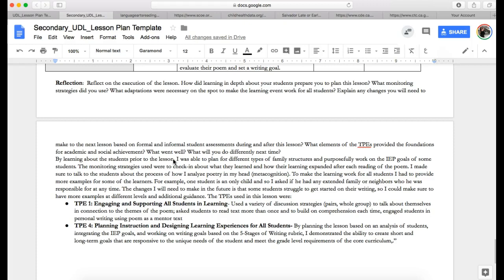The changes I need to make in the future is that some students struggle to get started on their writing, so I could make sure to have more examples at different levels and additional guidance. And then the TPEs that were used were around engaging and supporting students and planning instruction and designing learning experiences for all students. And then we gave specific examples of each one of these pieces. So that's in the reflective process. You won't necessarily remember what happened 2 weeks ago. So actually taking time to really think about, okay, this is what worked, this is what didn't, and this is where I need to go from here is an important piece.